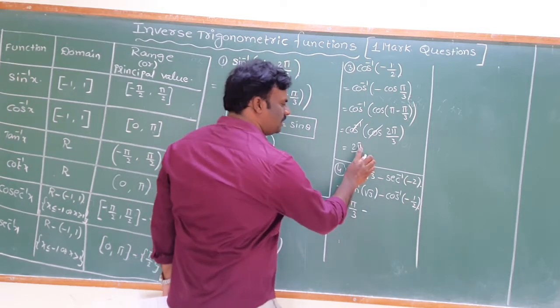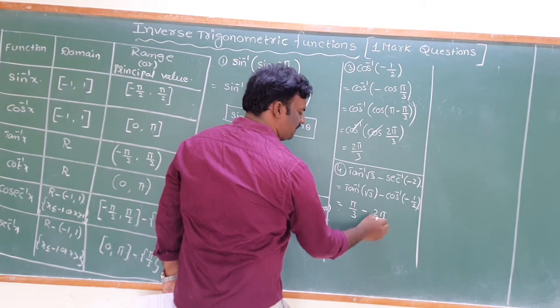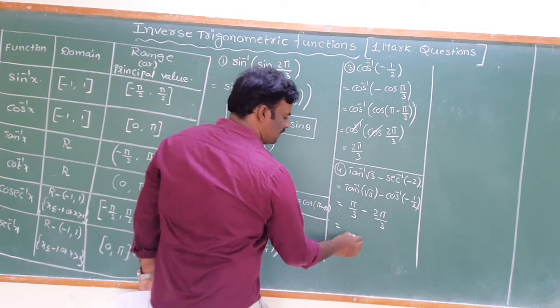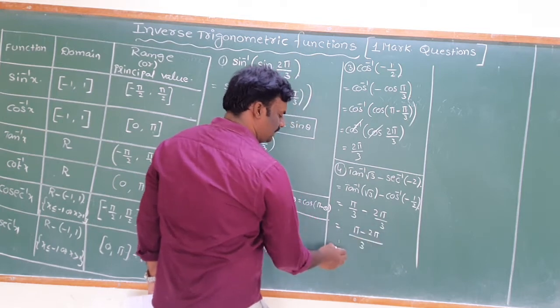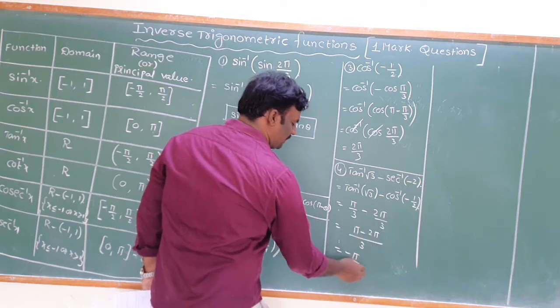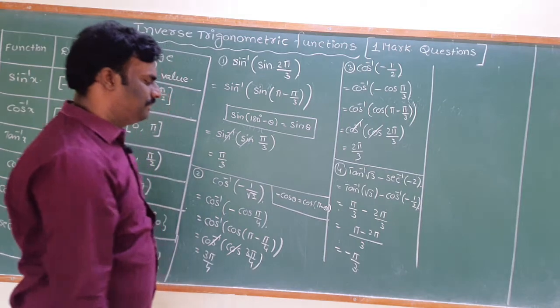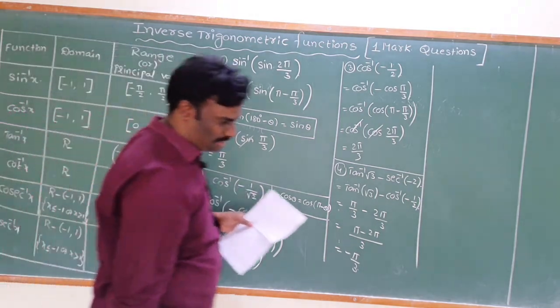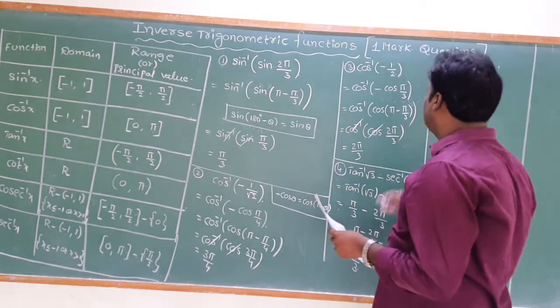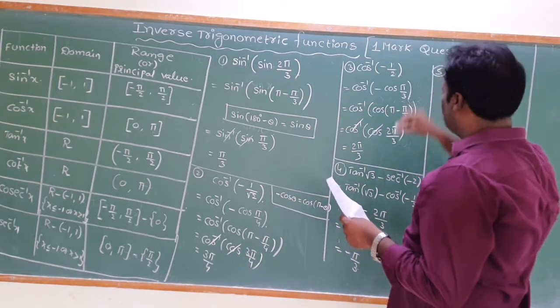This value is nothing but pi by 3 minus 2 pi by 3. Take the LCM, 3 is the LCM: pi minus 2 pi over 3, which is minus pi by 3. So minus pi by 3 is the answer for question number 4. Next, fifth question.